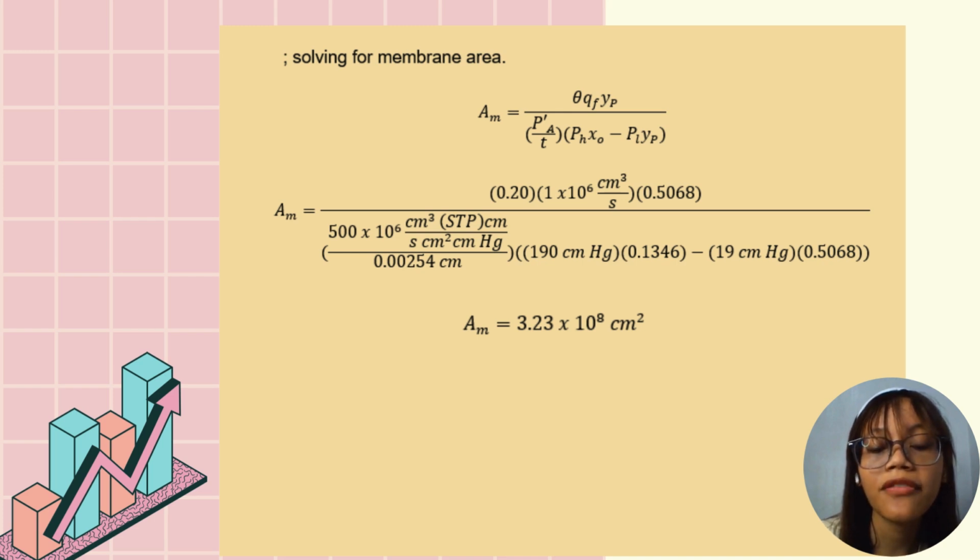So this QF is the feed, and then the P prime is the permeability of oxygen, and then T is for thickness. Then other variables are already discussed. So we're just going to substitute these values since it's all given in the problem. We are able to calculate an area of a membrane to be 3.23 times 10 raised to the power of 8 centimeters squared.